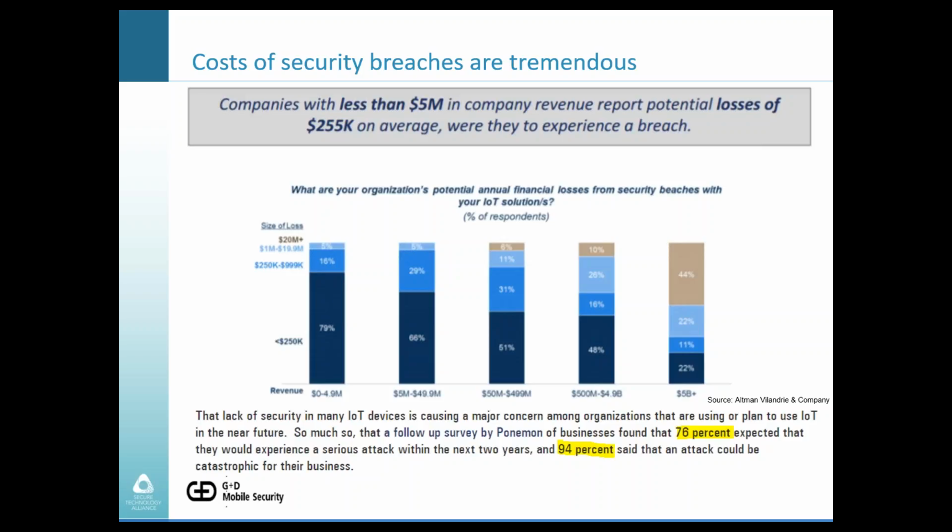But across the board, what you find is that 76% of CIOs expect a serious attack within the next 2 years, which is very sobering. And 94% say an attack like that could be catastrophic for their business. It's really sobering to know that these threats are so upon us, and we have no real way to protect ourselves. We're looking at very bad effects on the business overall, and loss of privacy and data. Next slide.